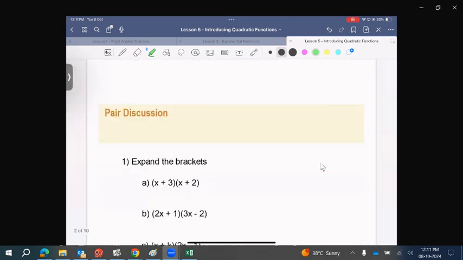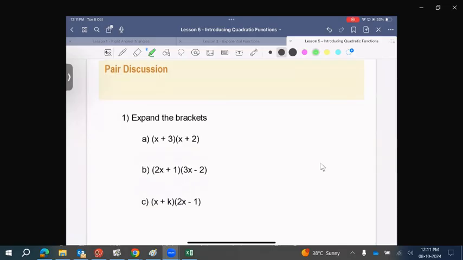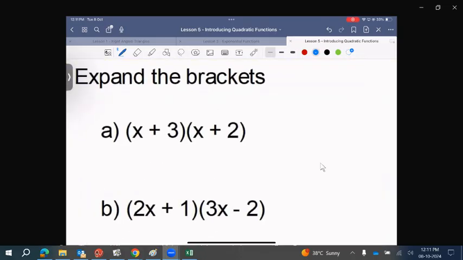So to start off with, we have this pair discussion. We're just going to review how to expand brackets a little bit. Now we're going to use FOIL for this. So here on this first one, we want to FOIL this one out. What are we going to get? Can anyone help me with this one? Alec? X squared plus 5x plus 6. All right. How about the second one?